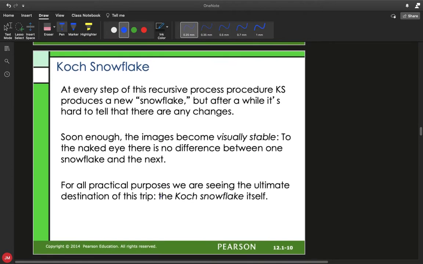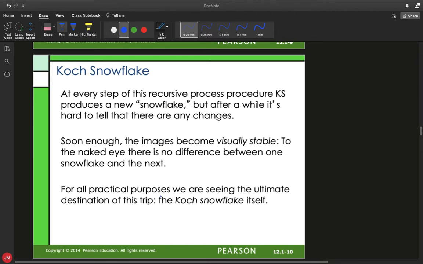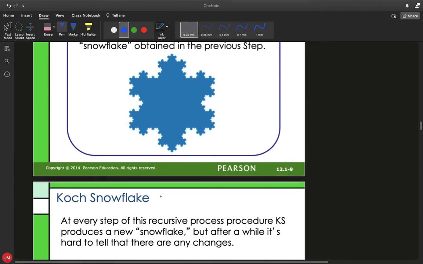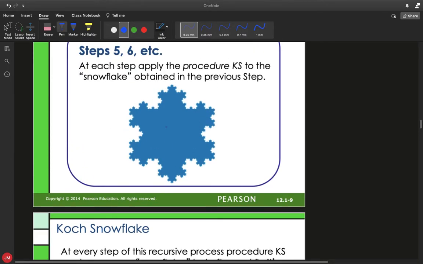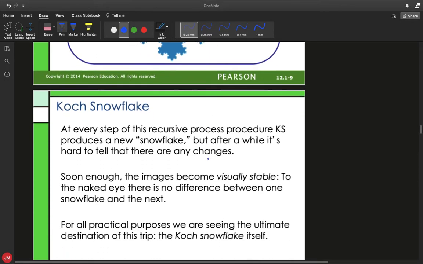Now, what's interesting about this is that obviously it creates a new snowflake at each step, but as you continue to create this, especially when you get to a point where your snowflake looks something like this, it really becomes almost impossible to notice a difference from step to step. Even if you were to zoom in really far and create all those extra little crinkles on each of the sides and then zoom back out, you probably wouldn't even notice the difference between a snowflake at this step and one at the next step.